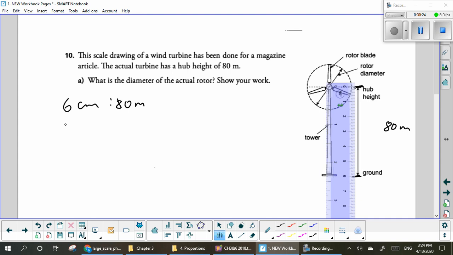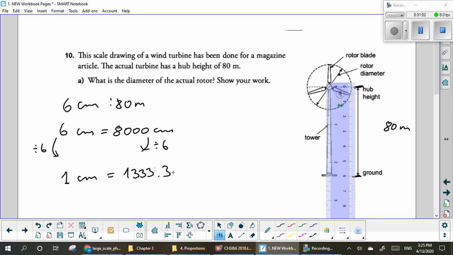If you want to put it into the same units, 6 centimeters to 8,000 centimeters. To get our scale factor, I'm going to divide everything by 6. So 1 centimeter is equal to 8,000 divided by 6, which is 1,333.3 and so on centimeters. So that is my scale factor.